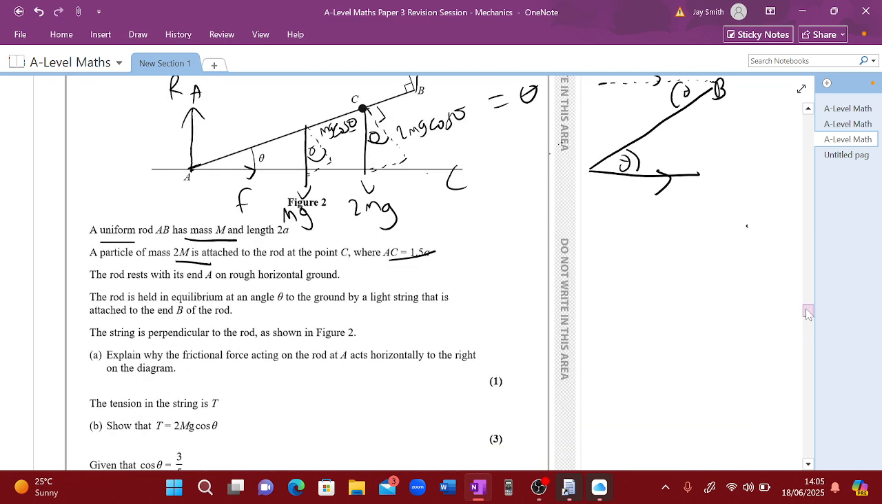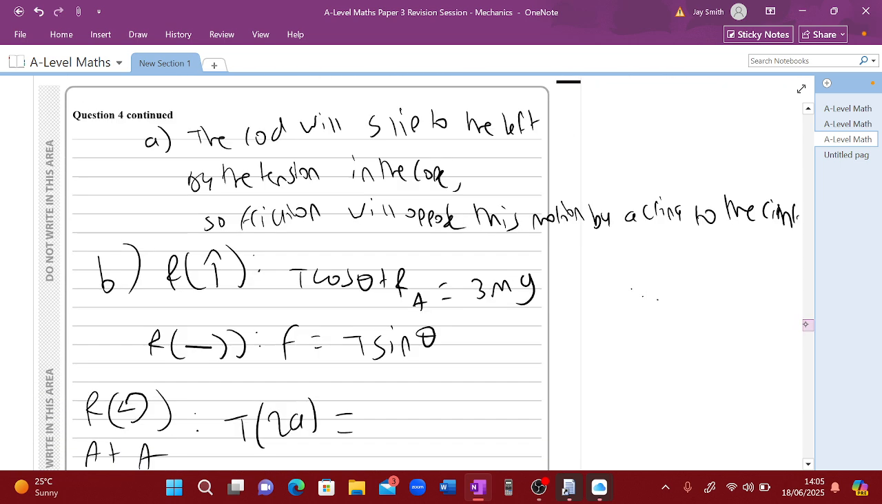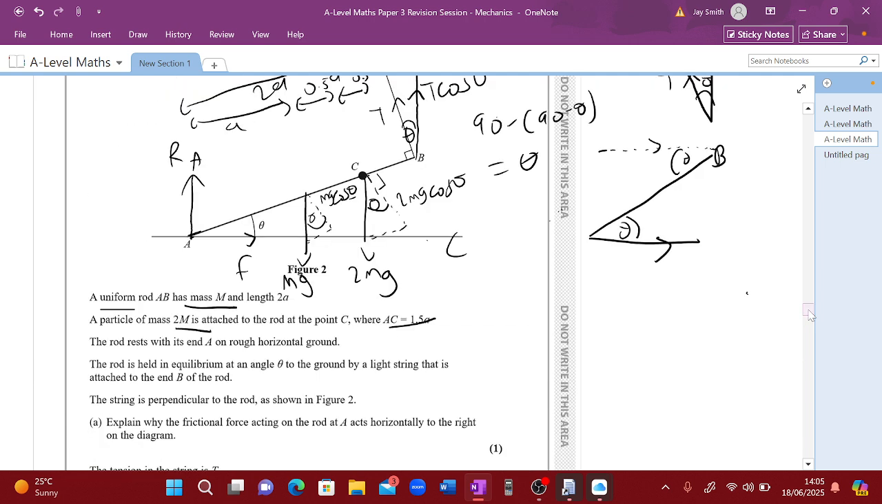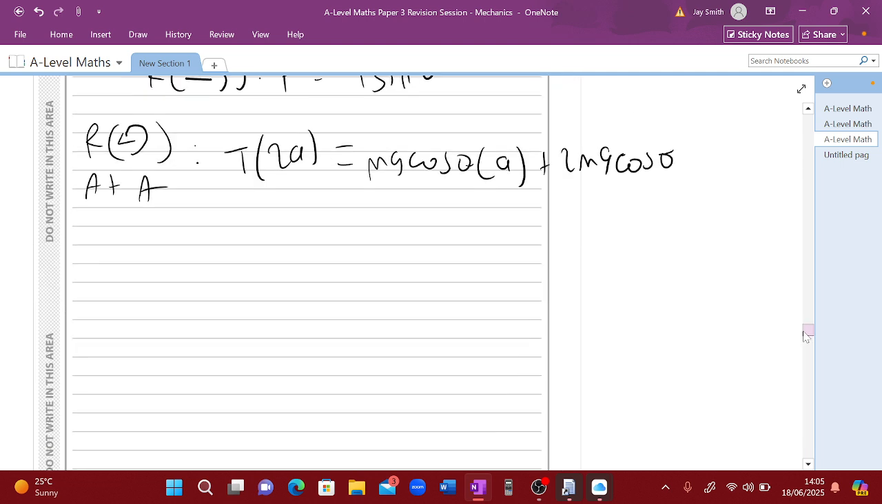So the clockwise forces, well, that's going to be mg, first of all, here. But remember, this is the middle of the rod, so that's going to be just a, or 1a. So it's going to be mg times a. But then that'd be cos theta, wouldn't it? So mg cos theta is the perpendicular component times a. And then we want the other weight, 2mg cos theta, because that's the weight of the particle at C, which is 2mg cos theta, times the distance, which is going to be 1.5a. So remember, there's another 0.5a after the middle. So that's 1.5a.